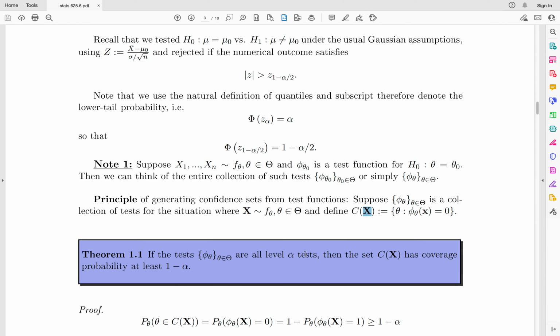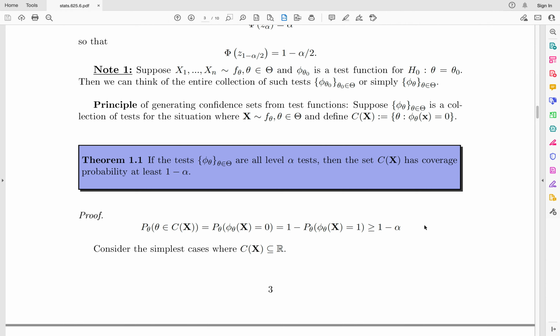And it then turns out that if these are all level alpha tests, then the set C of x has coverage probability at least equal to 1 minus alpha. If they are size alpha tests, then the set has coverage exactly 1 minus alpha. Otherwise, if they're level alpha tests, then it has probability at least 1 minus alpha. The proof is completely trivial because of the definition of the confidence set.